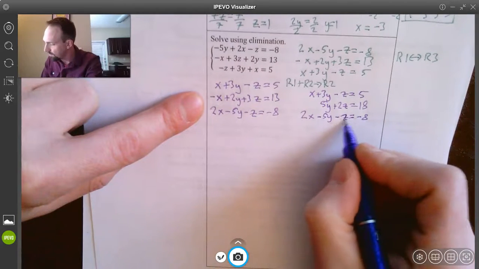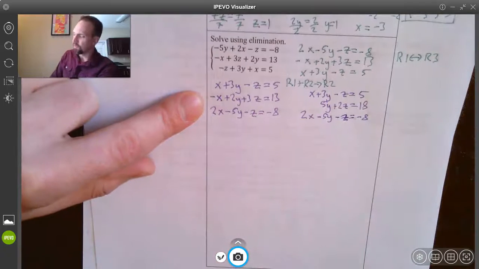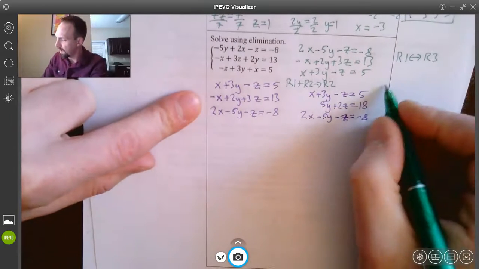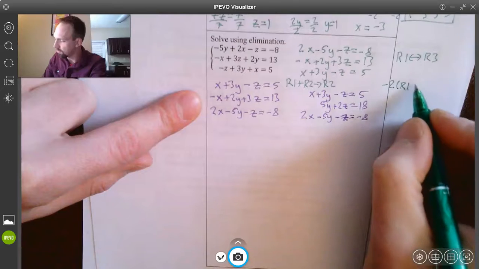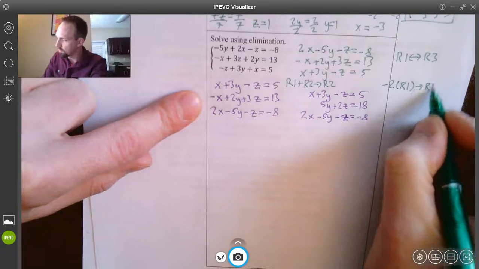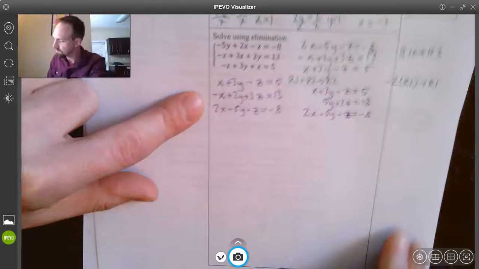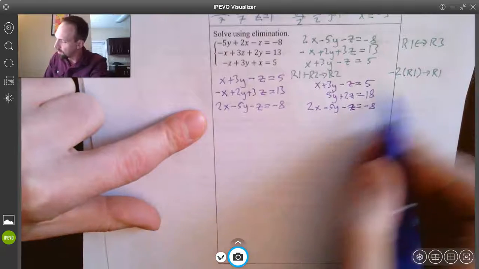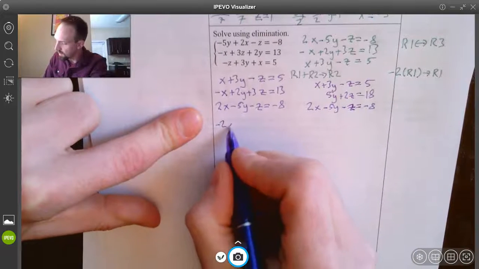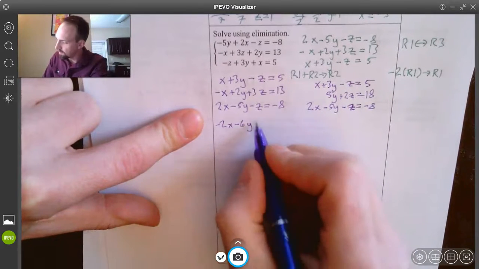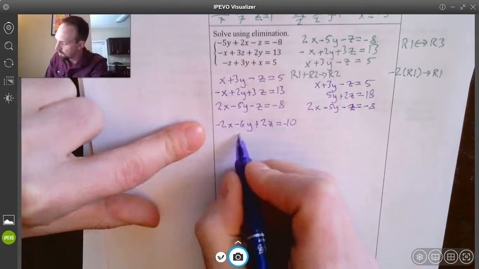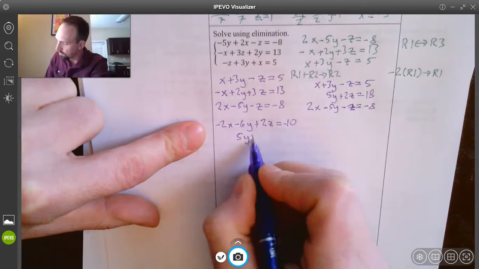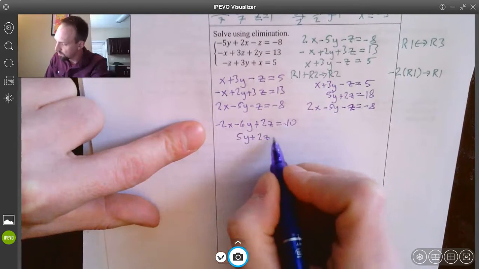All right. Now I need to multiply row 1 by, looks like a negative 2. Negative 2 times row 1. That's going to be my new row 1. So it's going to be negative 2x minus 6y plus 2z equals negative 10. Row 2 and row 3 both stay the same.